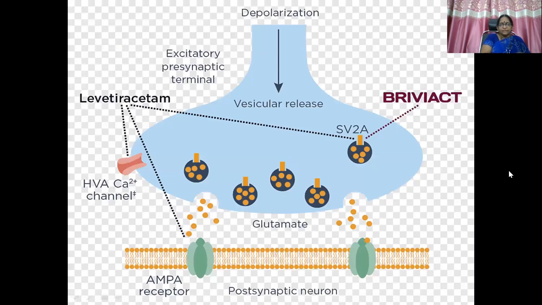The molecule has different actions, like here also triple actions. That is, one is N-type calcium channel blockade, and AMPA receptor blockade, because of which glutamate release is inhibited. And then it also inhibits the synaptic vesicular protein SV2A, which we have discussed even with the conventional drug molecules.